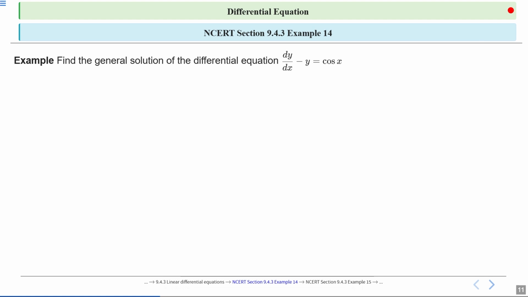The first example is, find the general solution of the differential equation dy by dx minus y is equal to cos x. So this equation is a first order linear differential equation of the form dy by dx plus py is equal to q. By using this step, just try to solve.